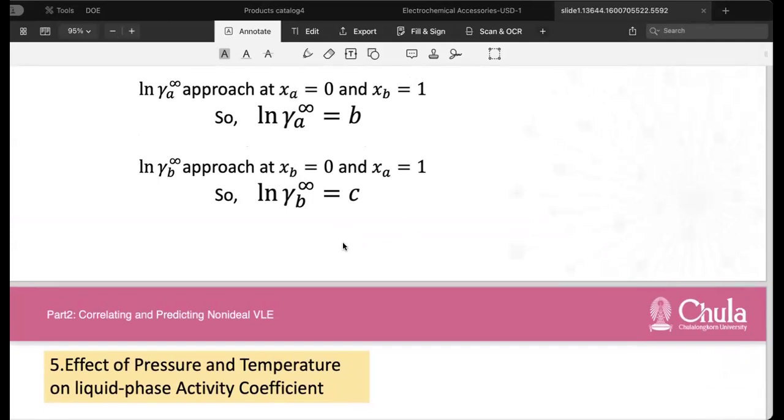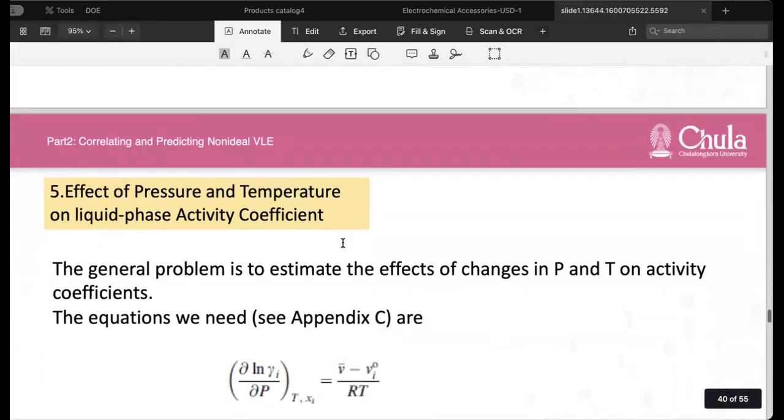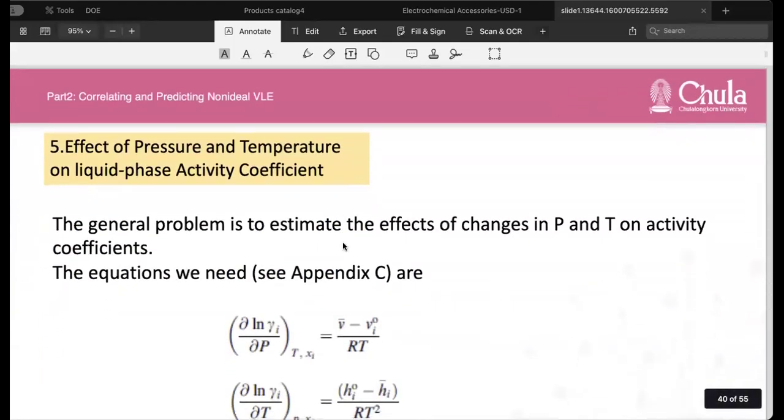Okay, shall we continue? So the next one is, now we know how to determine the parameters for the activity coefficient model. And also, you have two choices. The first choice is you have multiple experiments.